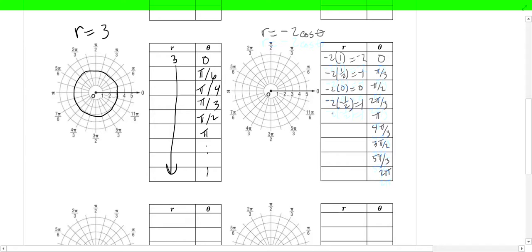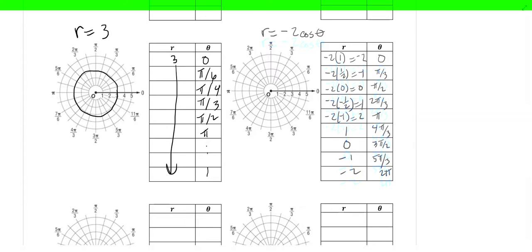And then for pi, you get -2 times -1 equals 2. And then 4 pi over 3, it's still negative, so that's a -1 again. Oh, not -1, +1. It's a +1. This is a positive, no, that's 0. When we get over there, the cosine is back to positive, so this is back to a -1, and this is a -2 again. Ooh, look at that, the pattern repeated.